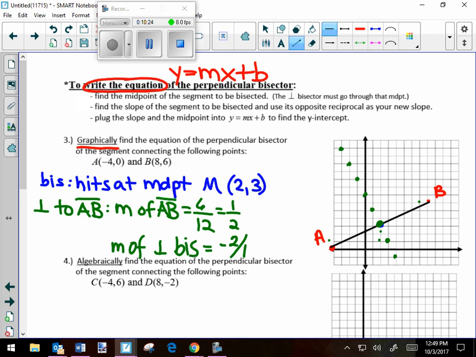So when I do this, I'll get a line here. Maybe it'll let me move it a little. No, maybe not.